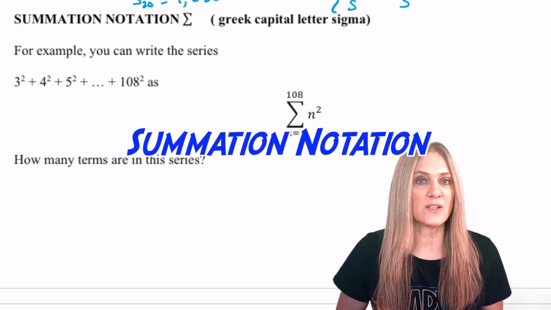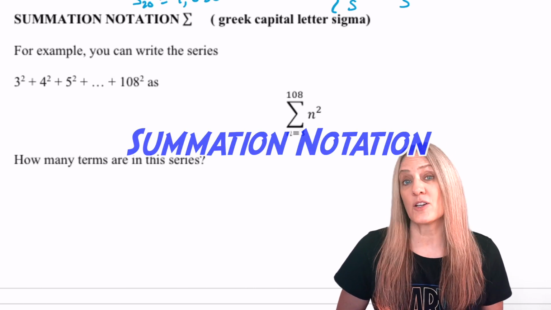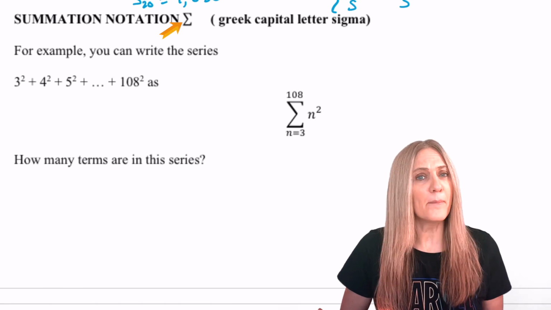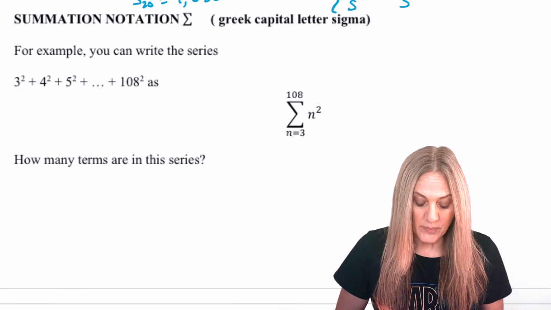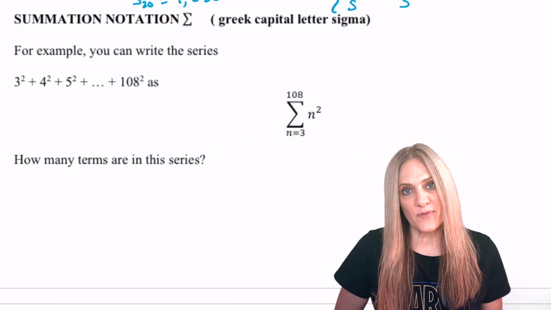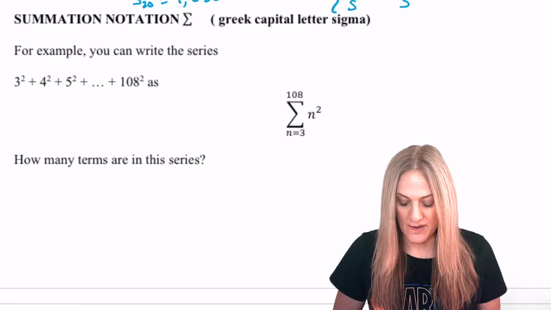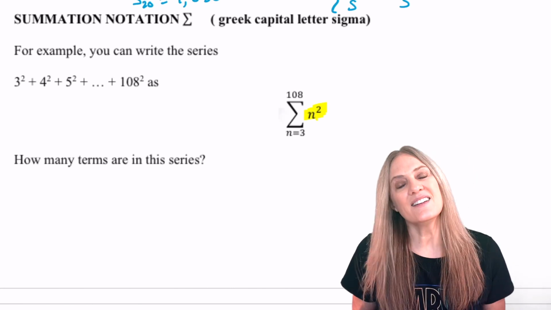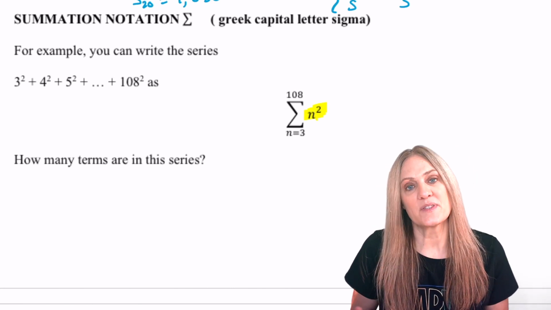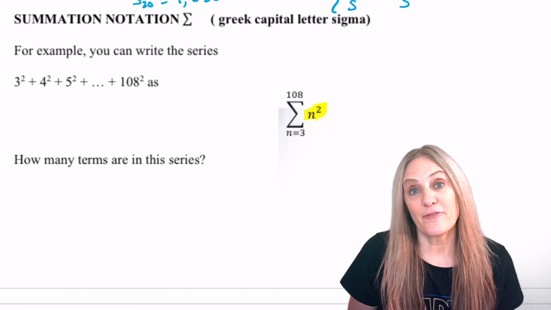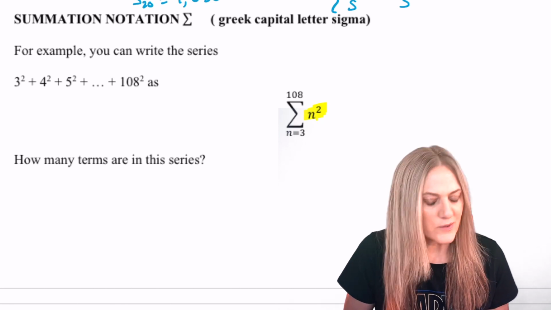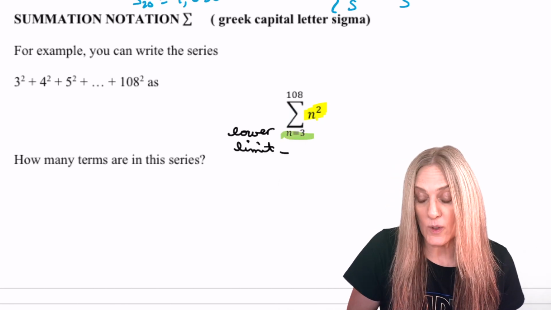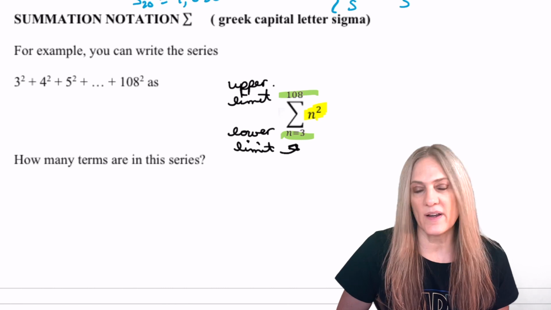We use summation notation. It utilizes the Greek capital letter sigma, a big E. For example, we see the series 3 squared plus 4 squared plus 5 squared and so on. The argument for this series is n squared. N squared represents the terms of the series. The first term starts with n equals 3. This is the lower limit, and we end with 108.